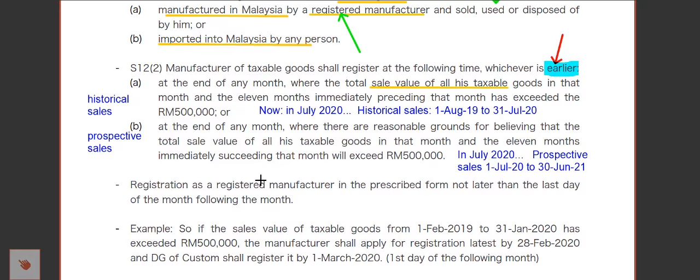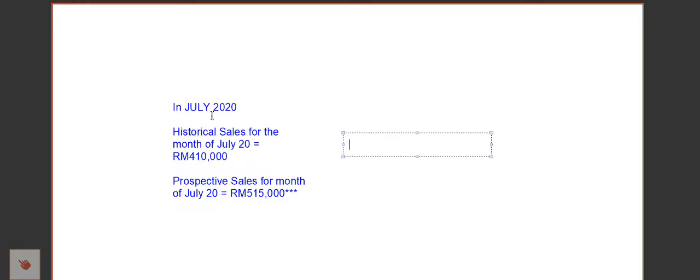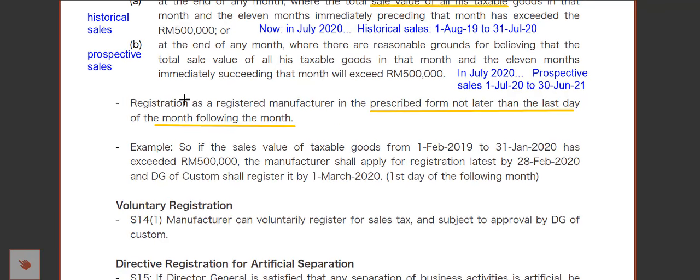Okay, so if you say you need to register yourself, then when must you do so? So basically, you have to register using a prescribed form not later than the last day of the month following that month. Meaning, if you look at July 2020, that means you must register by 31st August 2020. Because July is the month, that means the next month, by the end of the next month, you will have to register yourself.